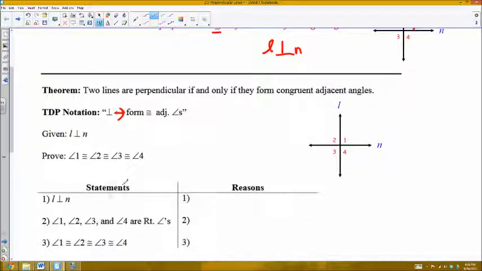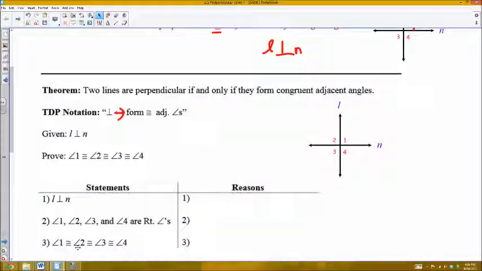And what I want you to do now is pause this video and see if you can fill in what the reasons for these three statements are going to be. It's a rather short proof, so I just want to see if you can see what these reasons are. So pause the video now. Okay, so the first one should be obvious, it's given to me.